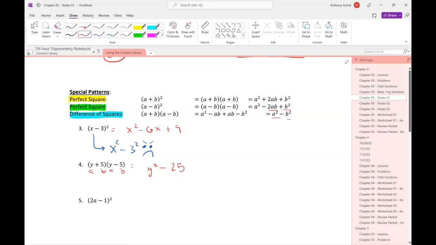Which one can I use there? Yellow, green, or blue? Green, yeah. So here's a little tricky. A is really this 2a, and B is 1. So when I use my factoring pattern over here, I have 2a squared minus 2 times 2a times b plus b squared.